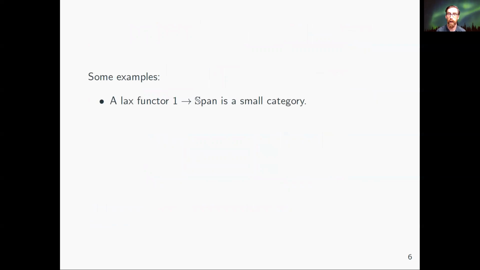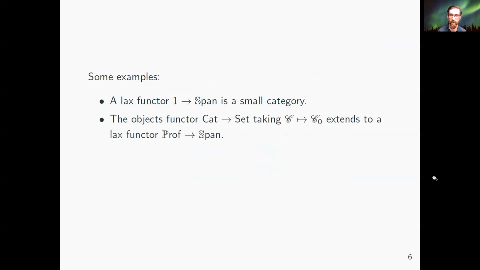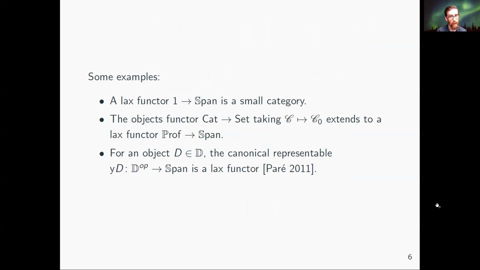For example, a lax functor from a point into Span is a small category. The objects functor from categories to sets extends to a lax functor from profunctors to spans. And any representable functor on a double category is in fact lax.